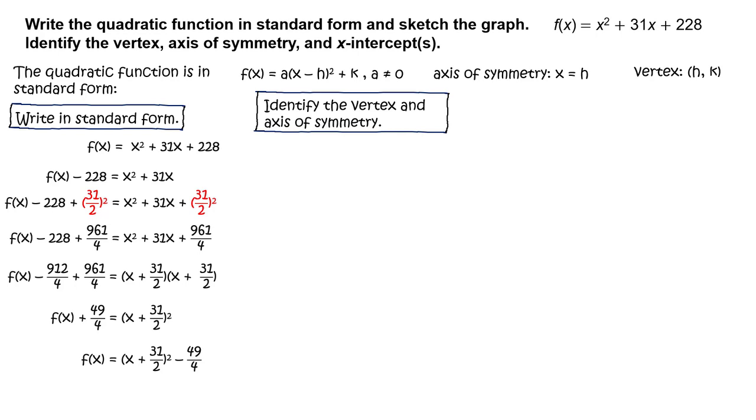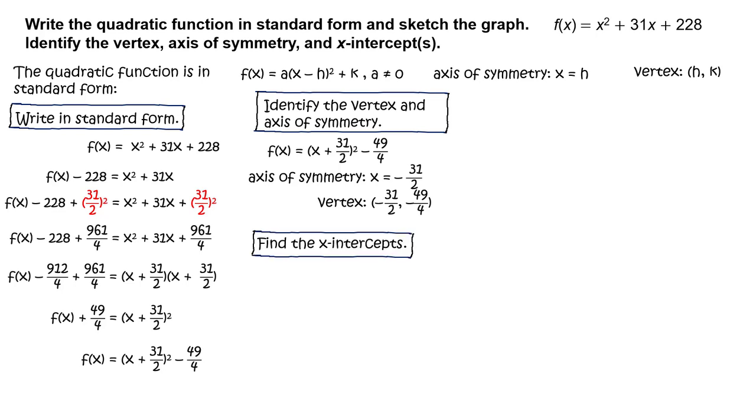Now you're ready to identify the vertex and axis of symmetry. First, write the quadratic function in standard form. f of x equals the quantity x plus 31 halves squared minus 49 fourths. The axis of symmetry is given by the vertical line with equation x equals negative 31 halves. The vertex is the point (negative 31 halves, negative 49 fourths).